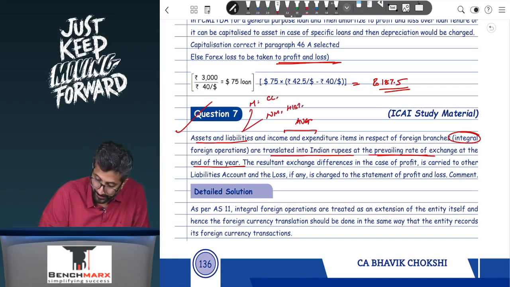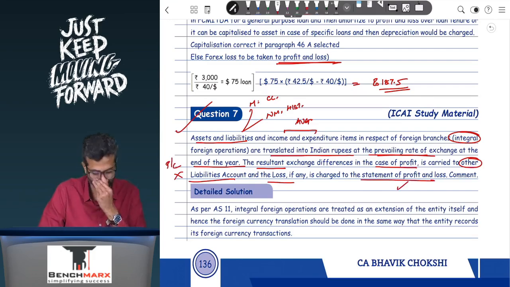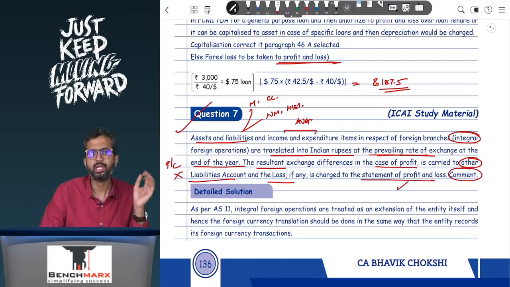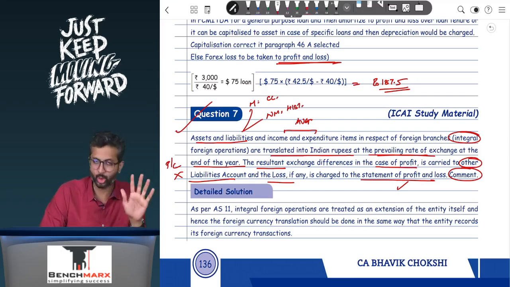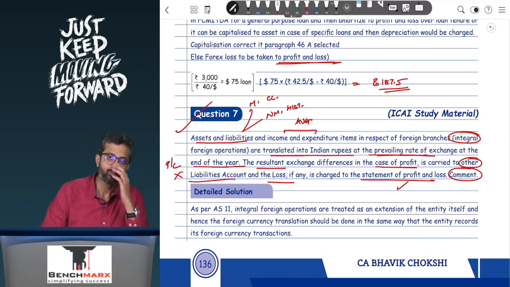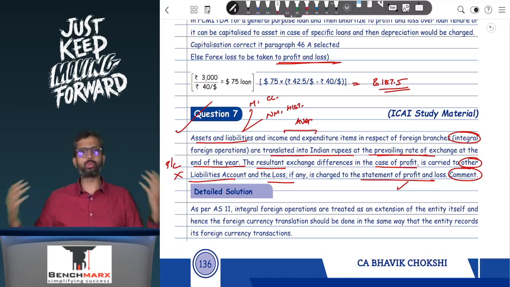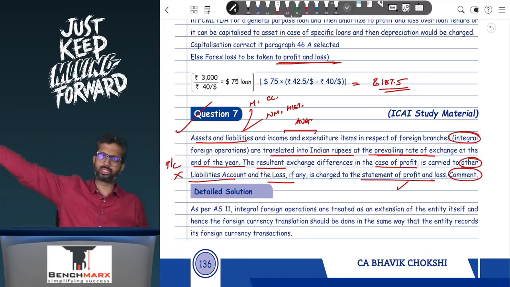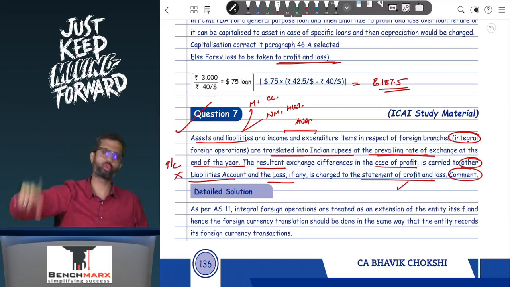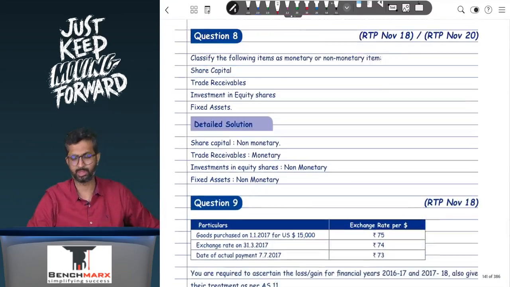So this is wrong. The resultant exchange differences in case of profit is carried to the other liabilities account, which is wrong. It will be taken to the P&L, and loss, if any, will be taken to the P&L, which is correct. Comment. Well, there are 3 points of differences. First, incomes and expenses should be recorded at the average rate or rate on the date of transaction, not at the closing rate. Second, non-monetary items have to be recorded at the historical rate and not at the closing rate for integral branches. And forex gains or losses have to be taken to the P&L account. It is not that the gain is taken to other liabilities and loss is taken to P&L. Whether it is a gain or loss, it has to be taken to the P&L account. So this is the error over here in question number 7.